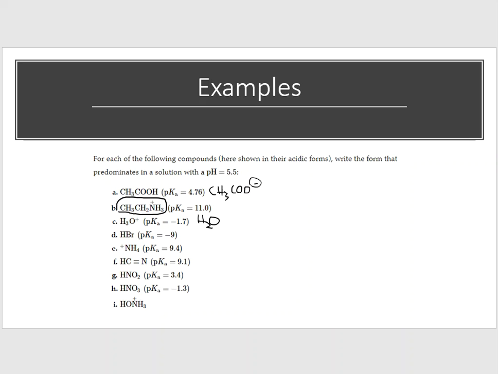D, HBr. This is one of those strong acids, remember? That pKa is negative 9. Well, 5.5 is way above negative 9. So this molecule does not keep the hydrogen. It didn't want it in the first place. We said it was a strong acid. It's going to get rid of it when it can, and it loses that hydrogen, and we have a negative bromine that's left over.